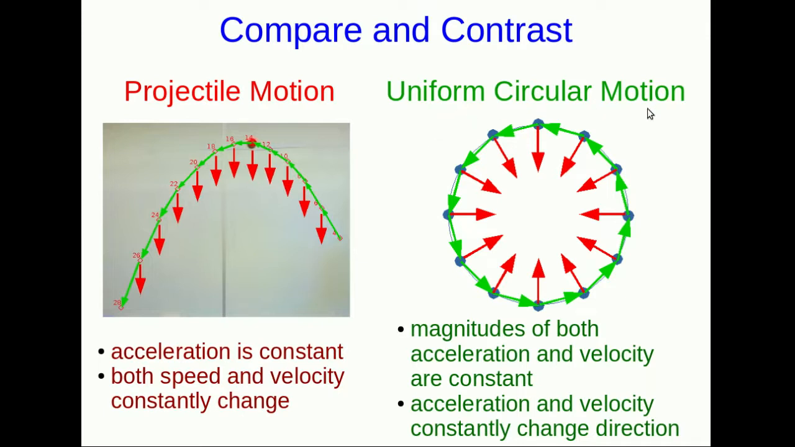In uniform circular motion, the magnitudes of both the acceleration and velocity are constant, but both the acceleration and velocity are constantly changing direction. And another thing is that in uniform circular motion, the velocity and acceleration are always at right angles to each other, whereas in projectile motion, the angle between them is changing all the time.